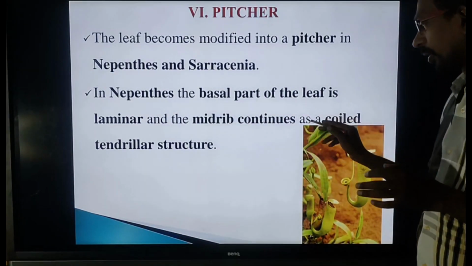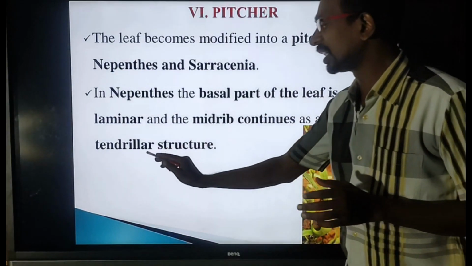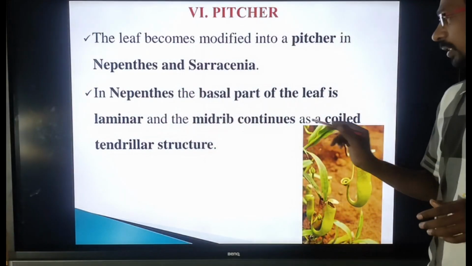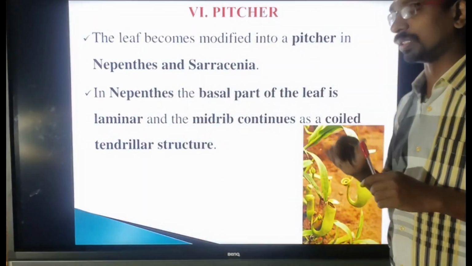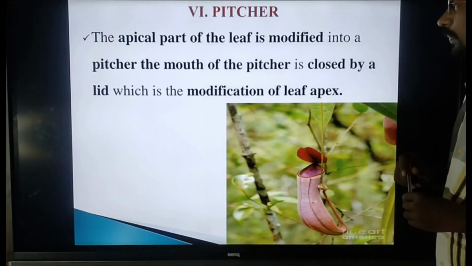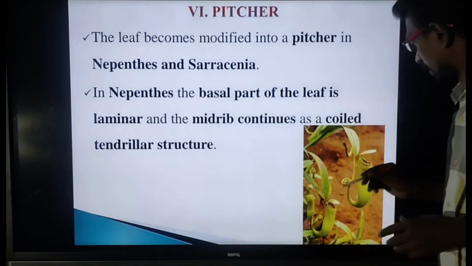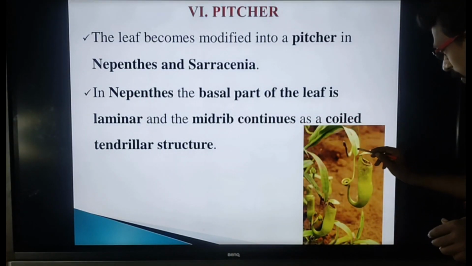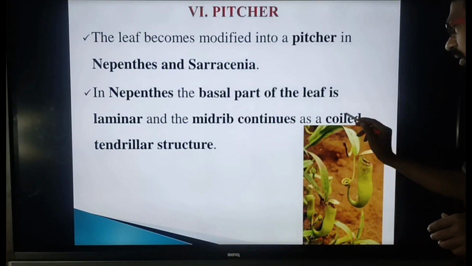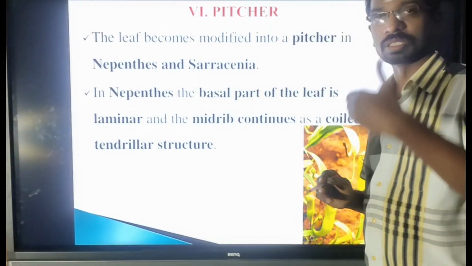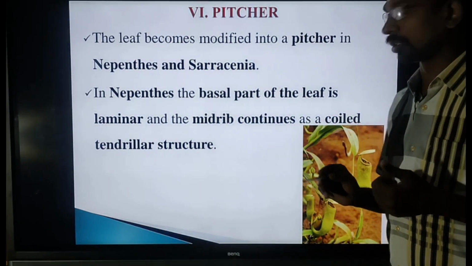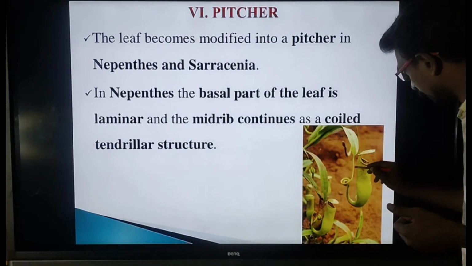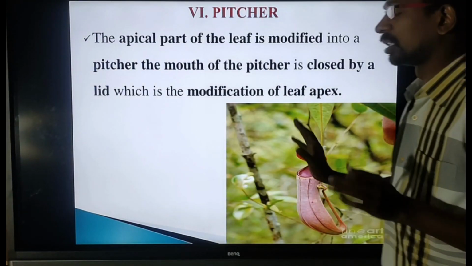The midrib continues as a coiled tendril structure. So here you see that the midrib will continue and it will be coiled, a tendril-like structure. We already know the tendril, no? It is a slender, coiled, wiry structure. So like that, the midrib will continue and be coiled. It resembles a tendril.